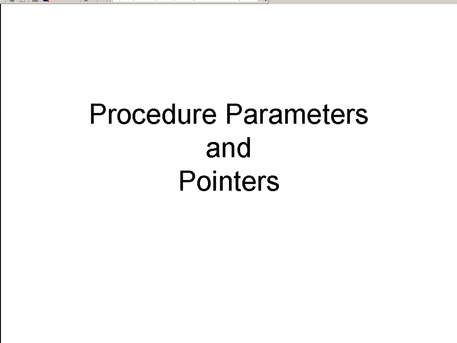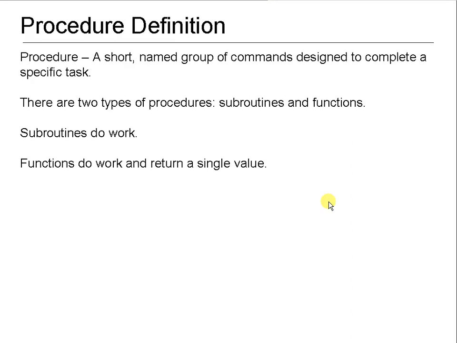This is a video on procedure parameters and pointers for the language C. To review, the definition for procedure is a short, named group of commands designed to complete a specific task. There are two types of procedures, subroutines and functions. Subroutines do work, and functions do work, but they also return a single value.